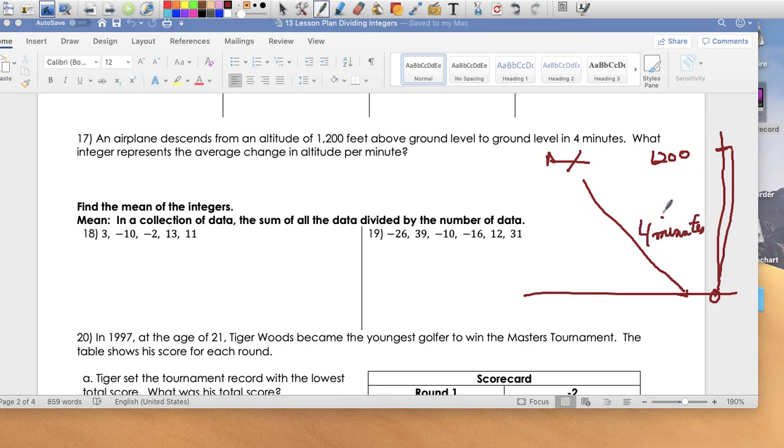So how many feet per minute was the change in altitude? Change in altitude. Well, it's going to be 1,200 divided by 4, right? That's going to be 300 feet. Right. So the change in altitude per minute was 300 feet.